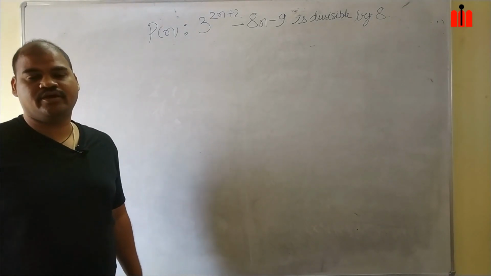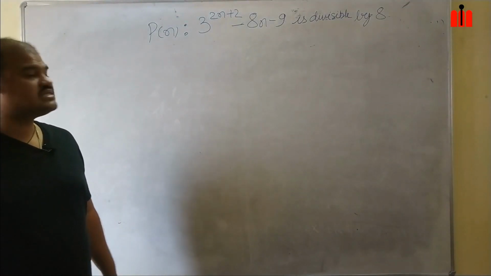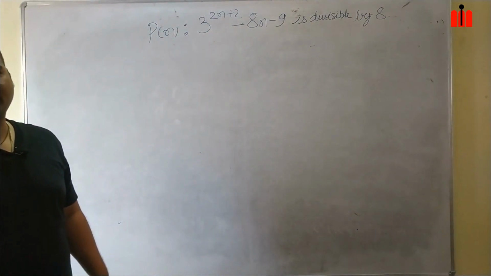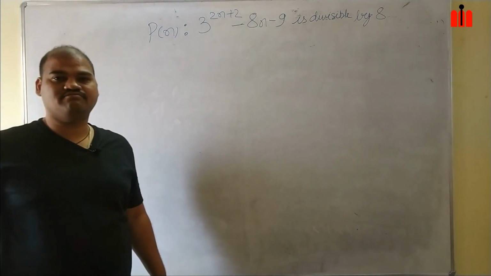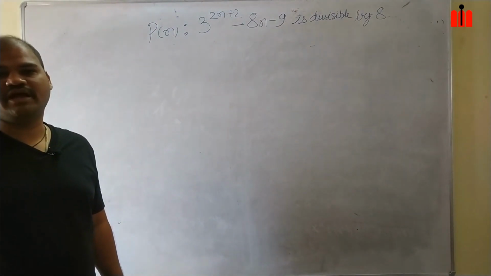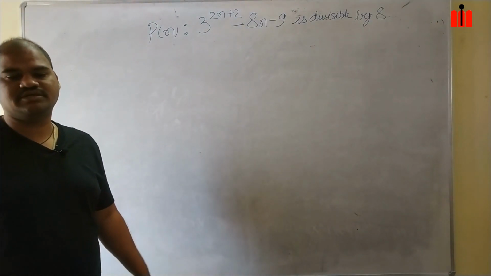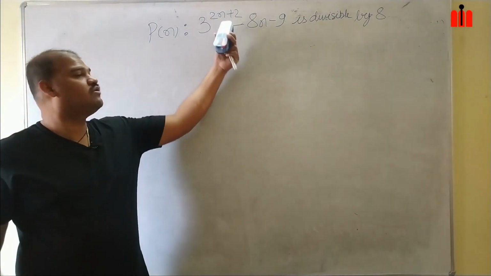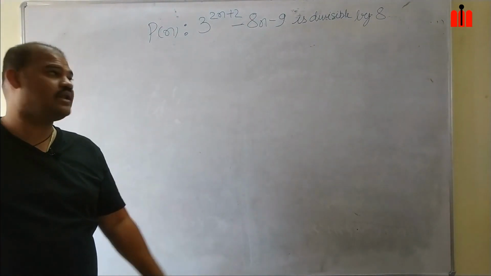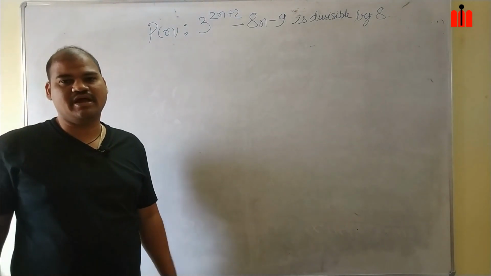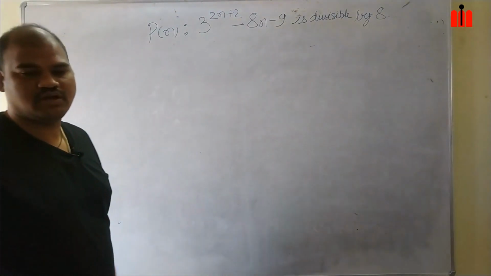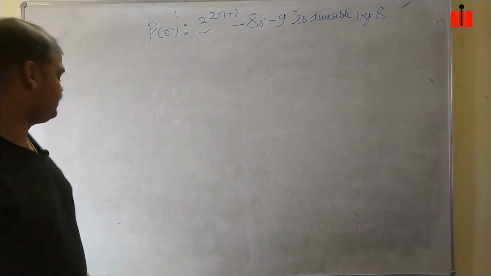Okay, so my 12th problem is 3 to the power of 2n plus 2 minus 8n minus 9 is divisible by 8. Okay, so this is what the problem is. The problem is 3 to the power of 2n plus 2 minus 8n minus 9 is divisible by 8. Okay, now let's get started.